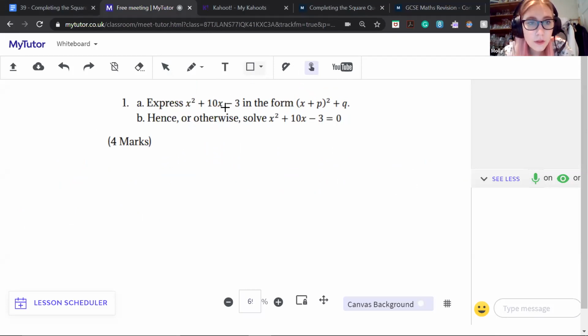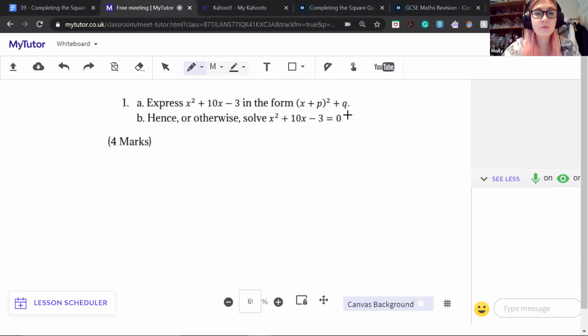The way that we do this is quite simple. The first thing that we think about is how do we get the x squared plus 10x? And then we worry about what to make the constant, because we can make this q anything we want to. The way that we're going to get an x squared plus 10x by squaring something is if we do x plus 5.